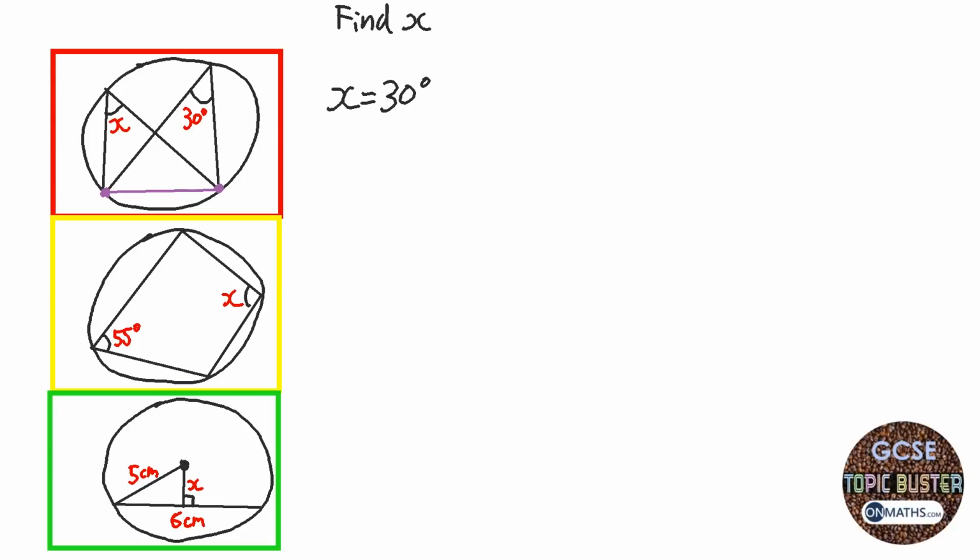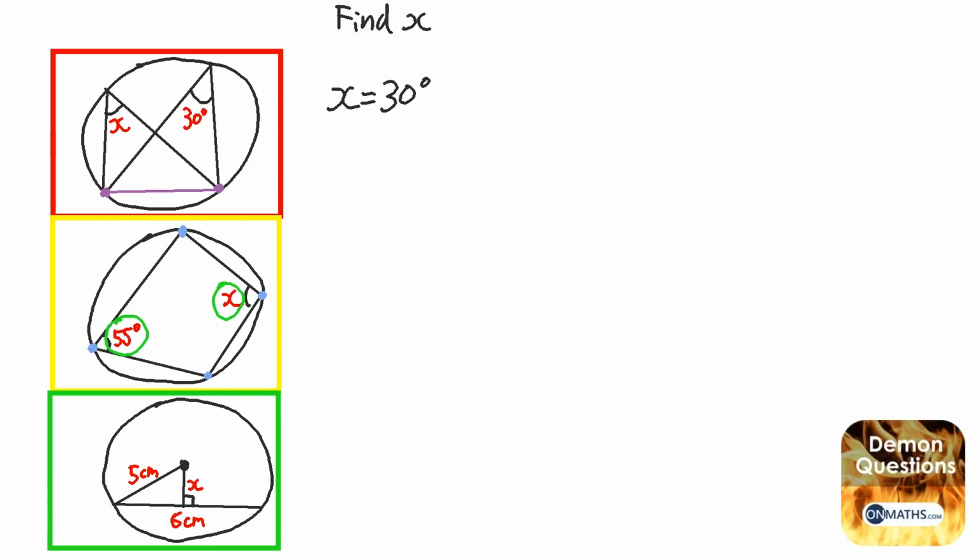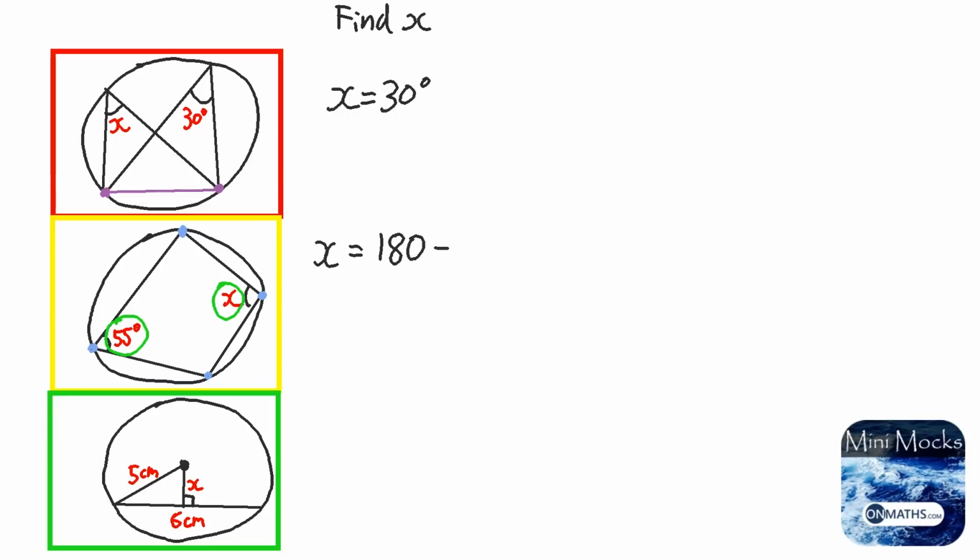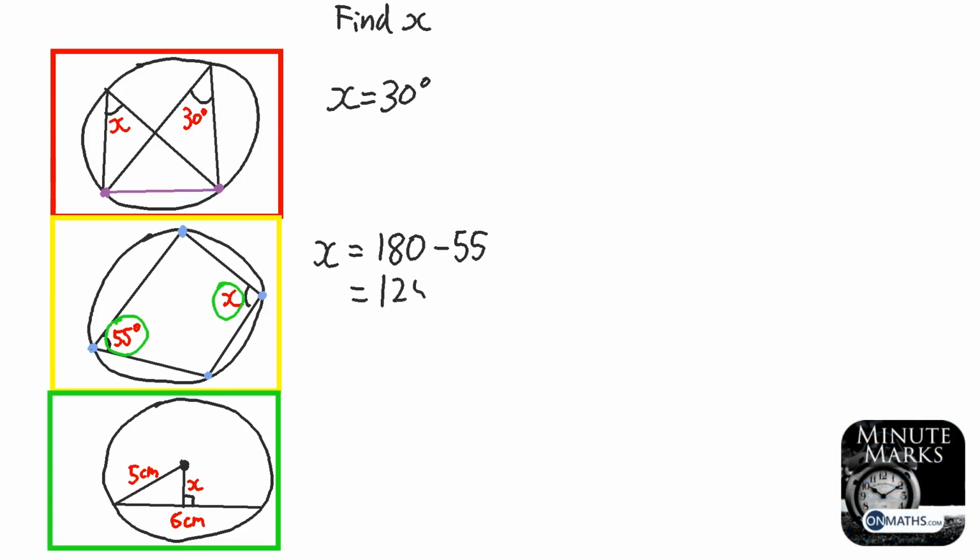Okay, the next one. This is quite a funny one because we have what's called a cyclic quadrilateral, which is just a fancy way of saying a 4-sided shape with all 4 points touching the circumference. And the rule is that the opposite angles, so this one and this one, are not equal, but they add up to 180. So x is going to be 180 take away 55. So 180 take away 50 is 130, take away 5 would be 125 degrees.